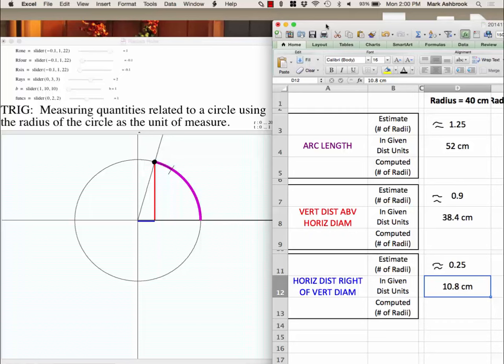Now, based on that, now I want you to tell me exactly, compute exactly each of these three things using the radius as a unit of measure. So I want you to get exact results now for the arc length, the vertical distance, and that horizontal distance measured in units of the radius. Go, work together. So now we're doing our estimates now exactly.